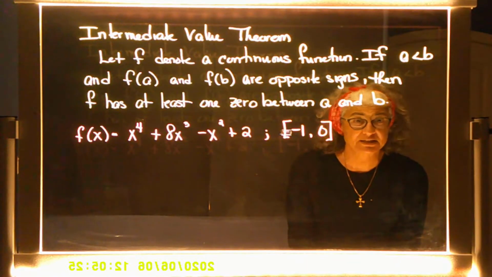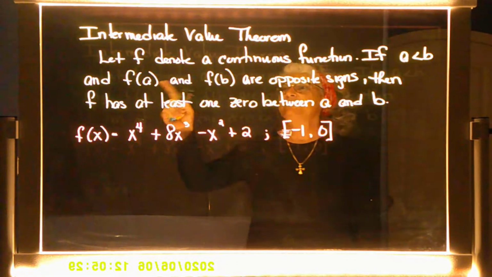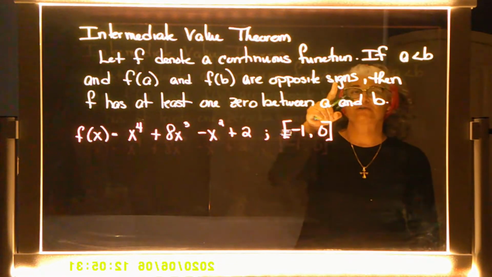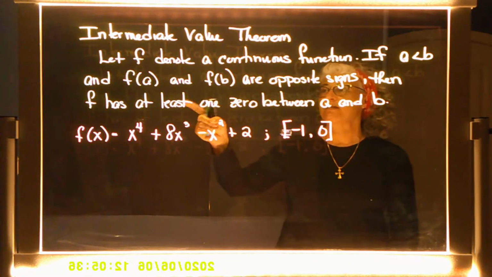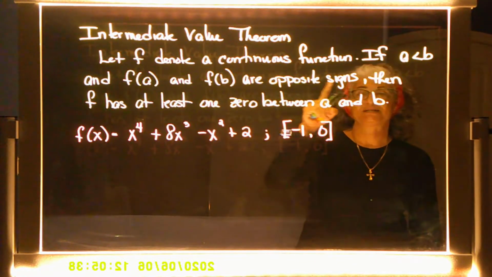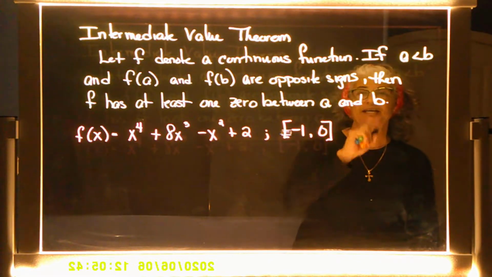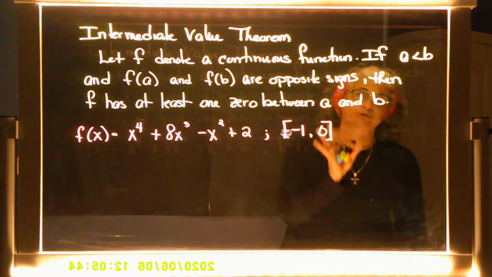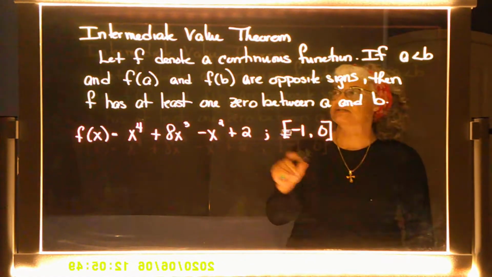Okay, so let's move on to the next theorem, known as the intermediate value theorem. Let f denote a continuous function. If a is less than b, and f of a and f of b are opposite signs, then f has at least one 0 between a and b. So, we read it through once. Let's go back and do some picking apart and see what information it really tells us.